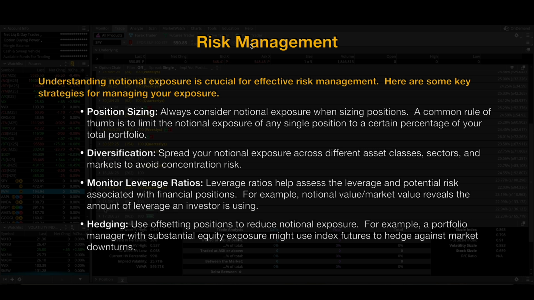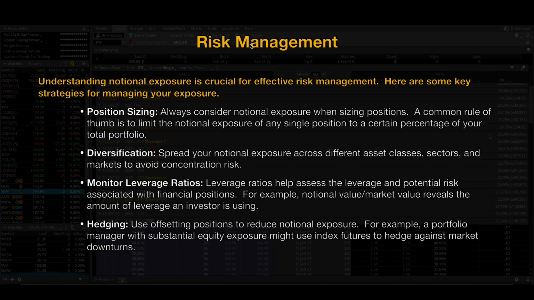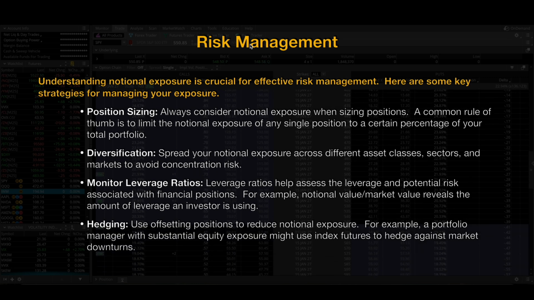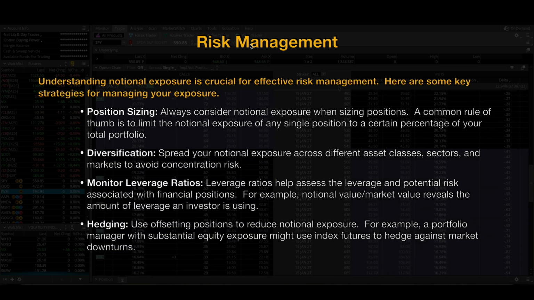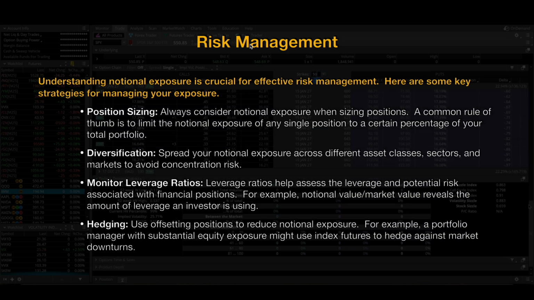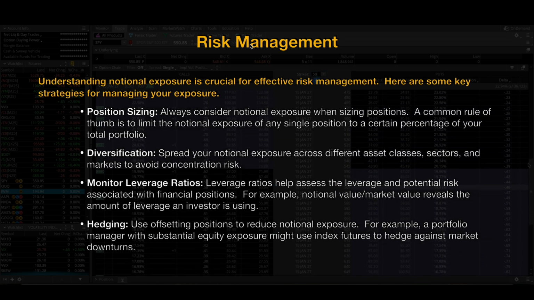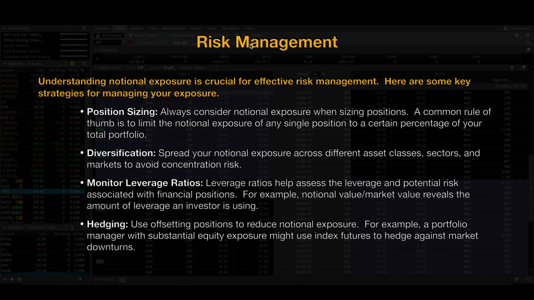Monitor leverage ratios. Leverage ratios help to assess the leverage and potential risk associated with financial positions. So for example, notional value over market value reveals the amount of leverage an investor is using. And there are other leverage ratios that are out there. If you're interested in this topic, take some time to learn about them and how you might apply them to your portfolio management. And finally, hedging. Use offsetting positions to reduce notional exposure. For example, a portfolio manager with substantial equity exposure might use index futures to hedge against market downturns.